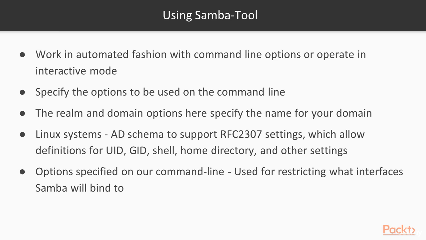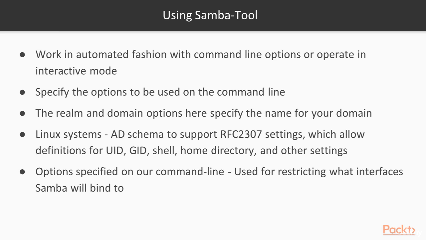Using samba-tool. samba-tool can work in an automated fashion with command line options, or it can operate in the interactive mode. We are going to specify the options that we want to use on the command line. The realm and domain options here specify the name of your domain. Since we're going to be supporting Linux systems, we are going to want the AD schema to support RFC 2307 settings, which allow definitions for UID, GID, shell, home directory, and other settings which Unix systems will require.